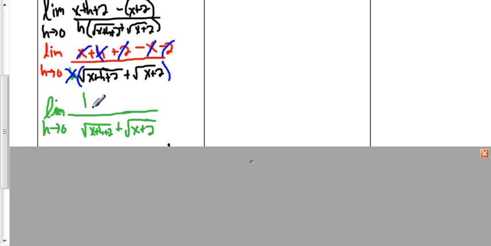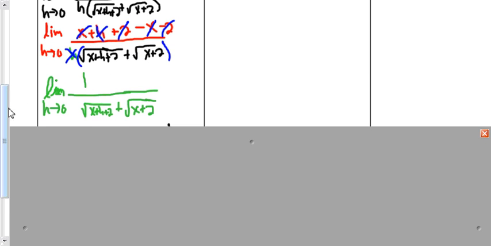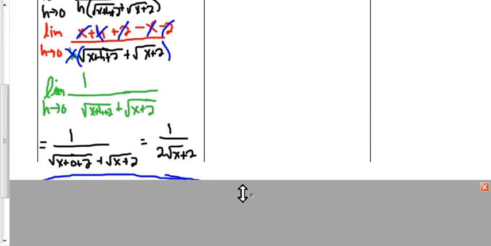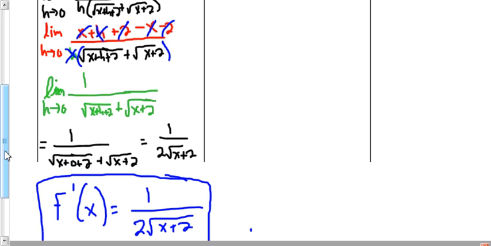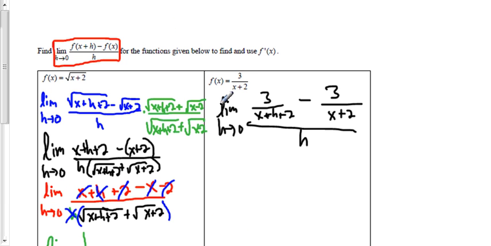So now I have 1 all over, and once I get rid of that h, I can now just do direct substitution. Substitute in 0 for h, so we get 1 all over square root of x plus 2 plus square root of x plus 2, and I have 2 of them. And what did I just find? I just found that the derivative, or f prime of x, equals 1 all over 2 times square root of x plus 2.